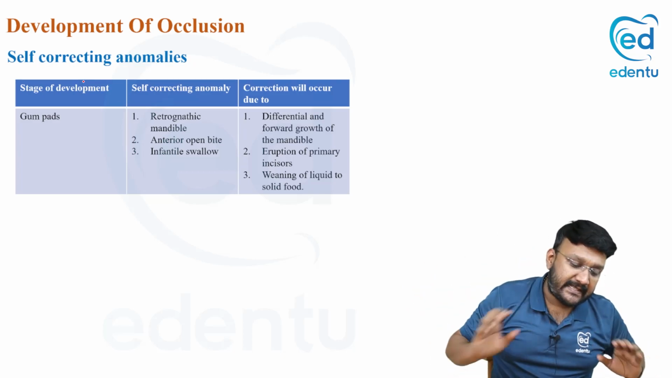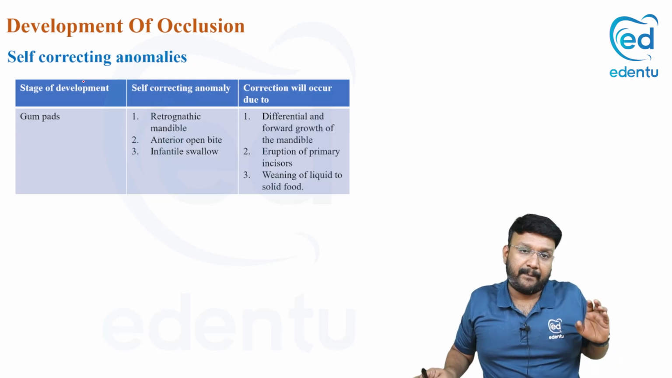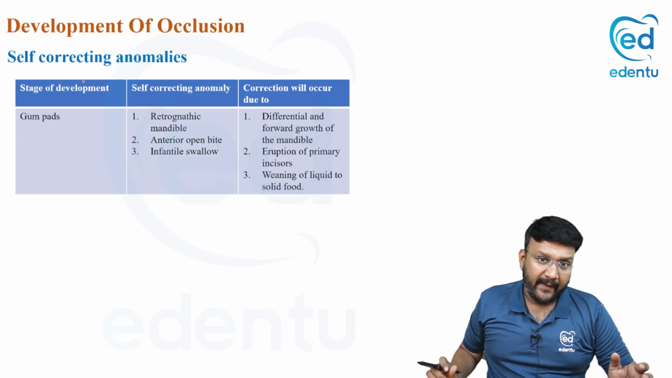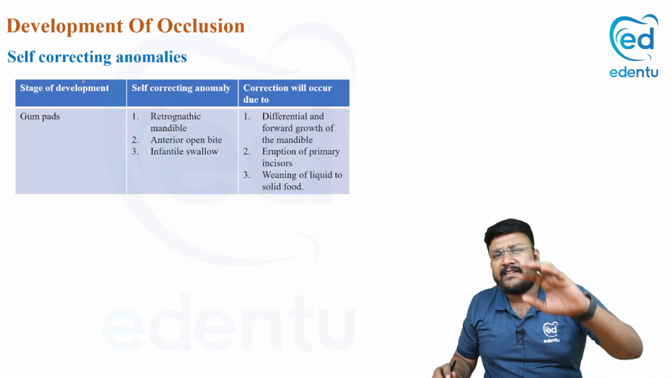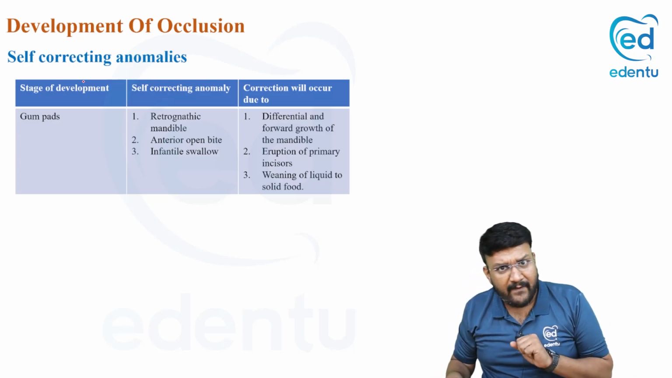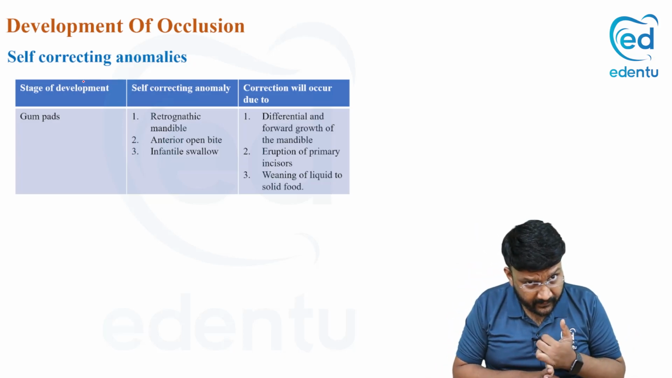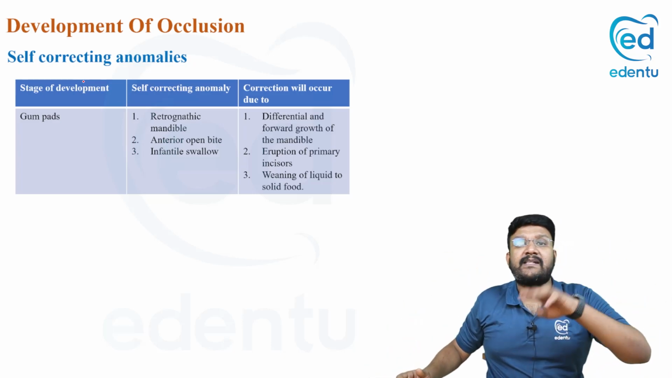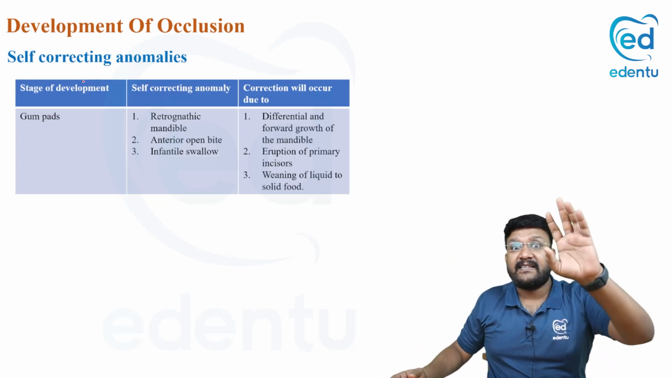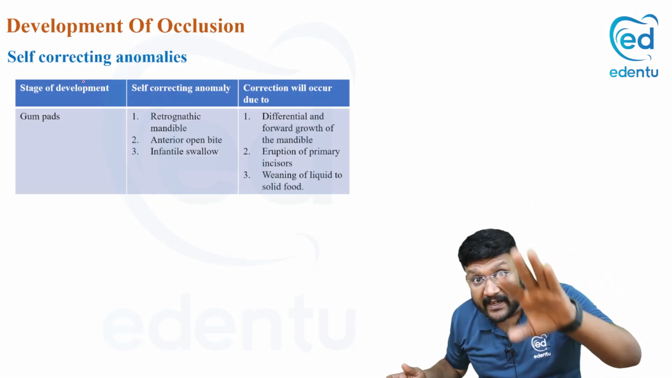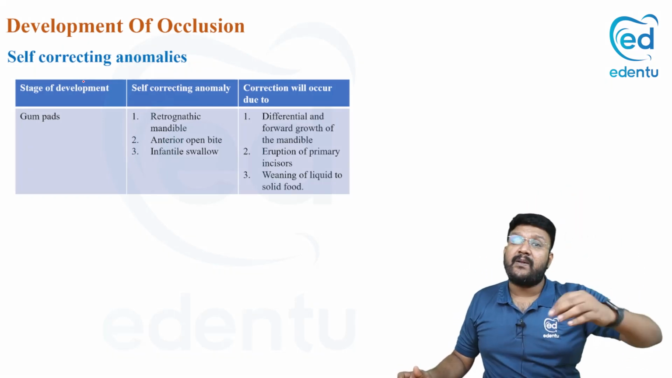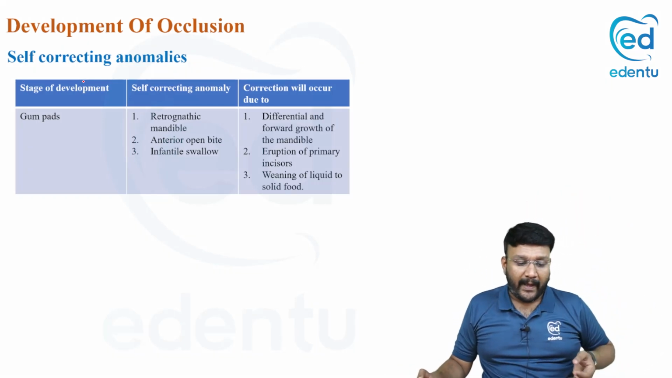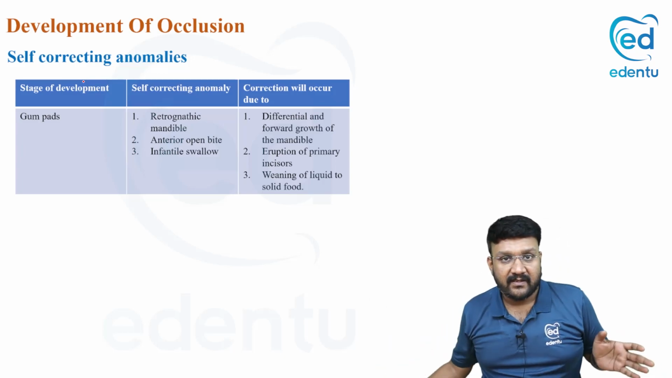So first is the predentate stage. In predentate stage, what are the 3 things we discussed? One will be mandibular retrognathia. Second one is there will be an anterior open bite present, and third one is an infantile swallow. These are the 3 self-correcting anomalies, or 3 anomalies which will be self-corrected when certain things happen.